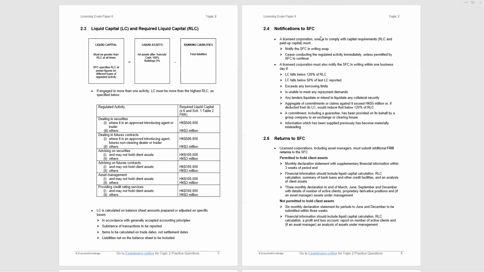Now, at paper 6, we do need to know the required liquid capital level. And again, if you hold client assets, it is 3 million. If you do not hold client assets as part of your activity, it is 100,000 Hong Kong dollars. And if you're an approved introducing agent, that is an agent that does not get involved in the transaction, just introduces an investor to a dealer, then the required liquid capital is 500,000. Again, it's not that difficult. There's not that many numbers. Once you remember 3 million, 100,000, unless, well, the 100,000 where you do not hold client assets.